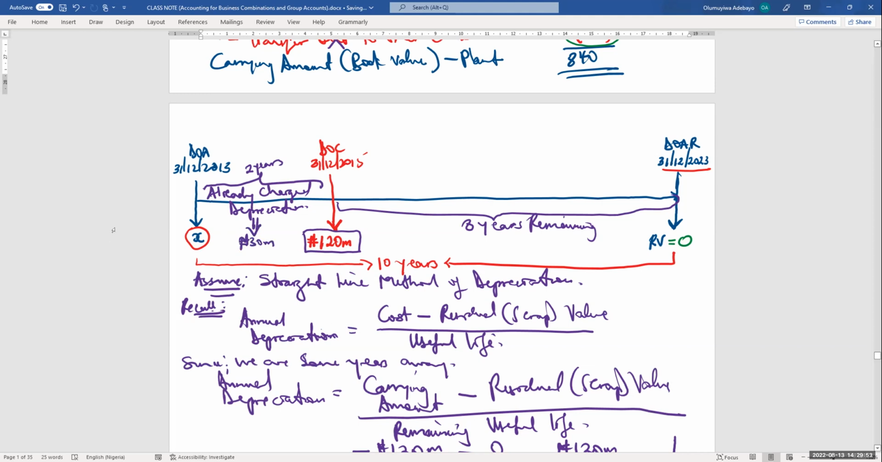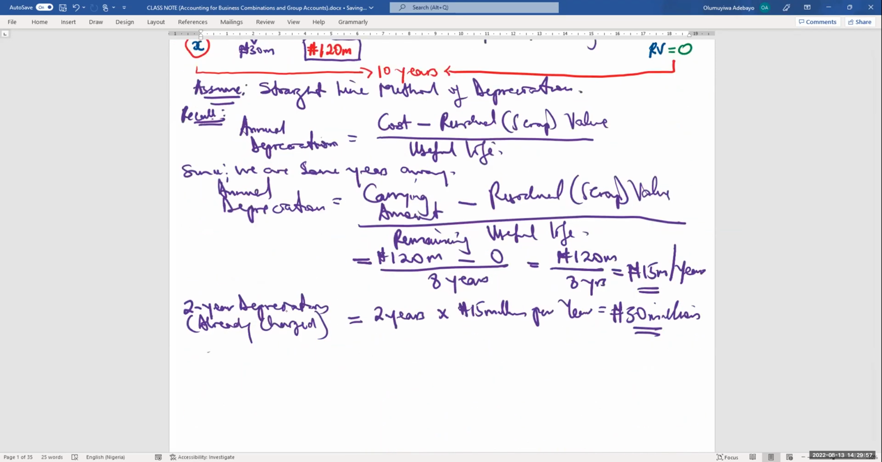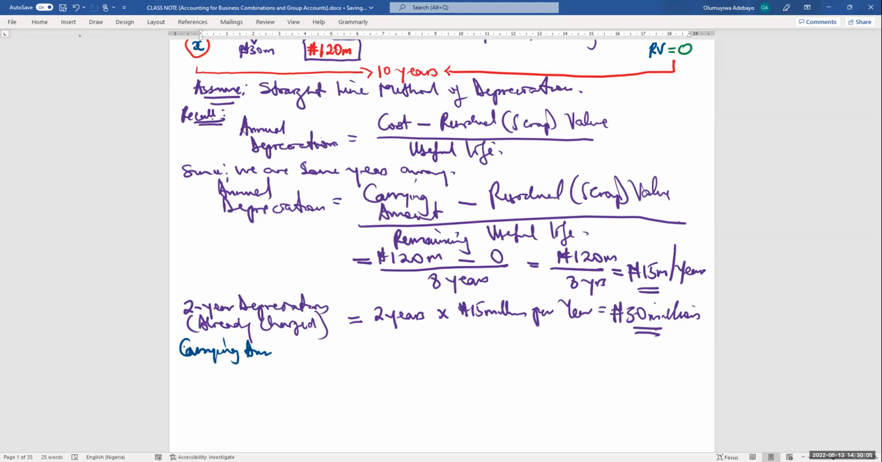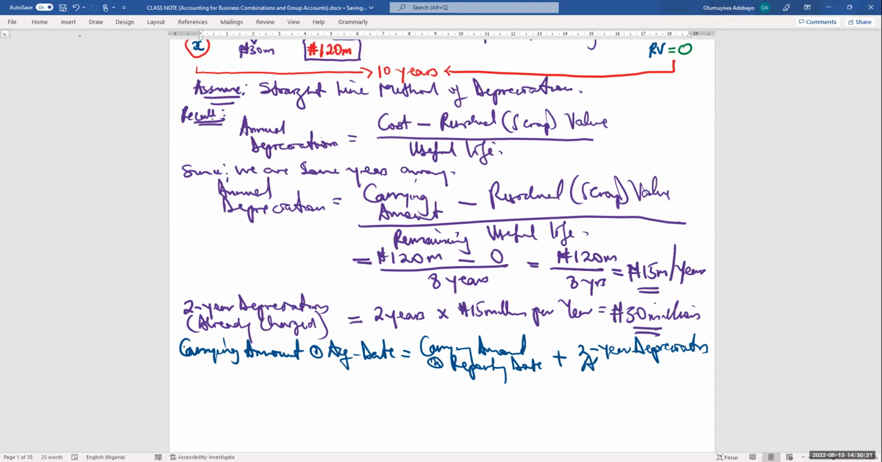And if I'm to work back to find X, I'll say the carrying amount at acquisition date is equal to the carrying amount at reporting date plus 2-year depreciation already charged. And that gives me 120 million, add back 30 million, which is simply working back. And in that case, it will give me 150 million.